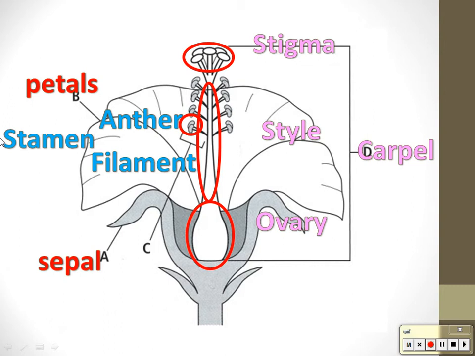The male part is called the stamen, easy to remember, has the word men in it, and it has two parts, an anther and the filament. Okay, so this is an insect pollinated flower, you can tell by the large petals.